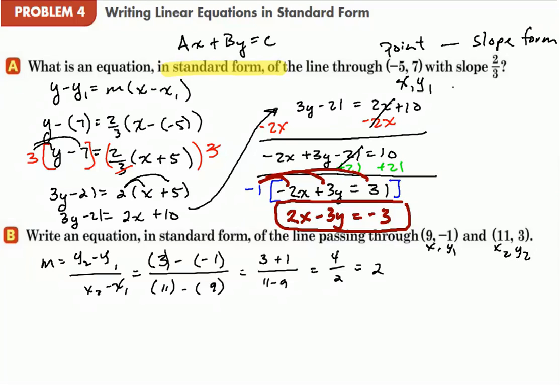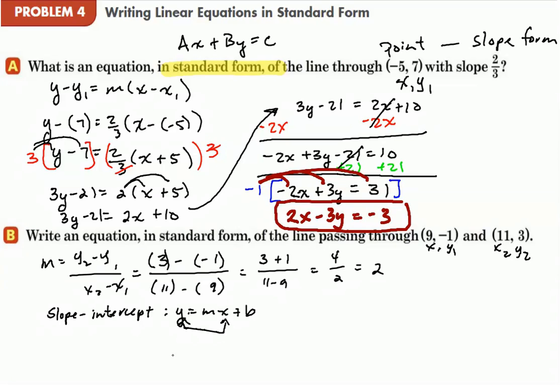Now what we need is to either use the point slope form like we did before, or we can use the slope intercept form. I'm going to use the slope intercept form, which is y equals mx plus b. I'm going to choose one of these to be my point. My slope, I already have it as 2. So I'm going to go ahead and use the positive numbers. I'll use 11 and 3.